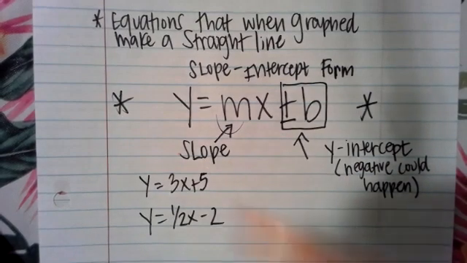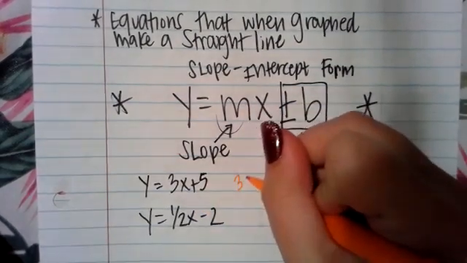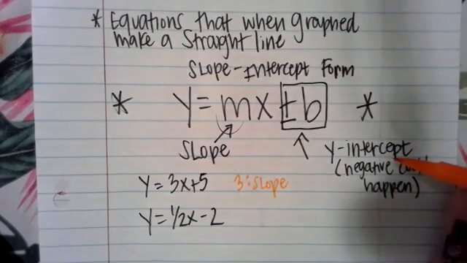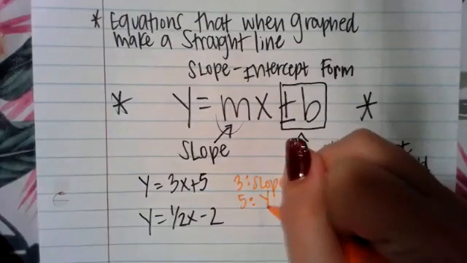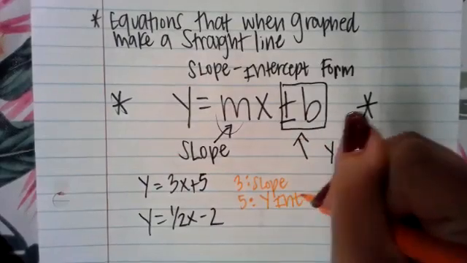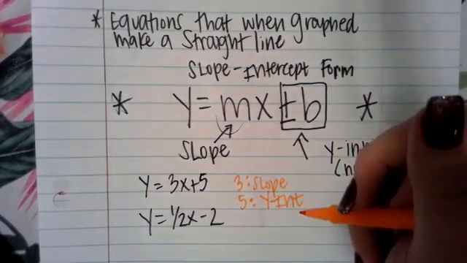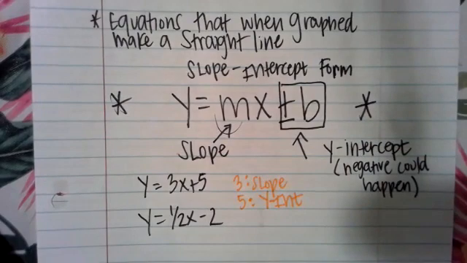So in this first equation, 3 is our slope, and our y-intercept is going to be positive 5. So positive 5, and I'm going to abbreviate y-intercept, I'm just going to put y-int for intercept. So 3 is our slope, 5 is our y-intercept. So I know that this graph is going to have a slope of 3, and it's going to intersect the y-axis at 5. So that's up in the positives.